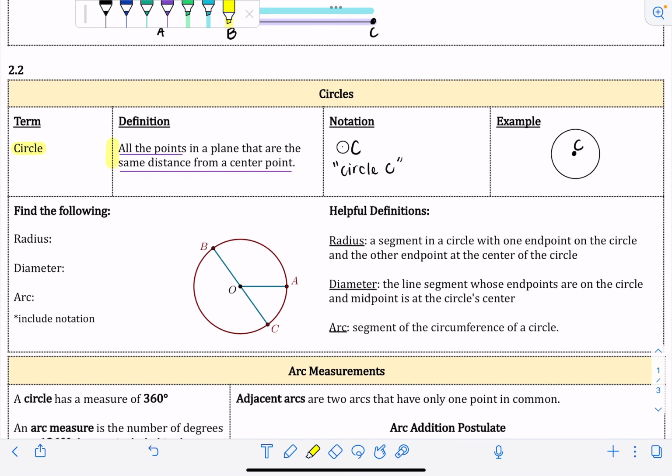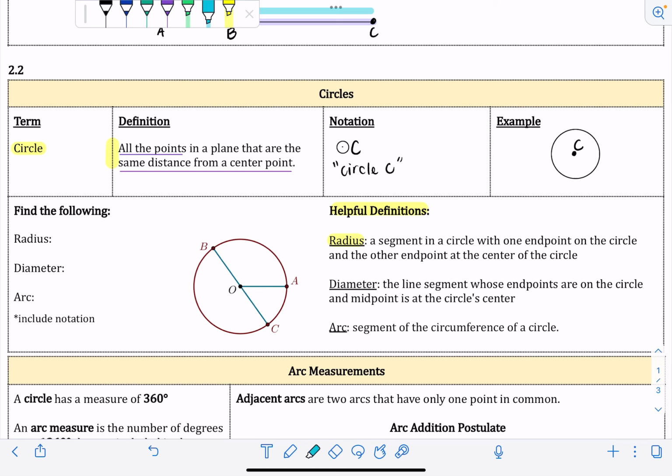Okay, and then next we're going to find radius, diameter, and arc. But before we do that, I just want to review what each word means. So on the right side of the page, you'll see this helpful definition section. So first we'll review what a radius is. It's a segment in a circle with one endpoint on the circle, so on the outside of the circle, and the other endpoint at the center. So basically it's a line or a segment that goes halfway across the circle, but it does touch the center point. That's really key.